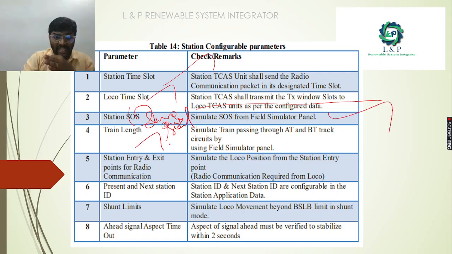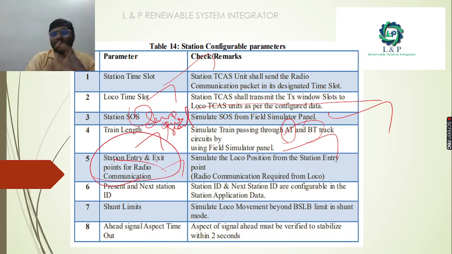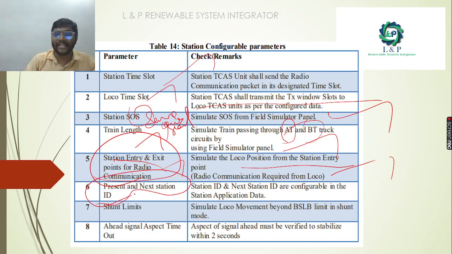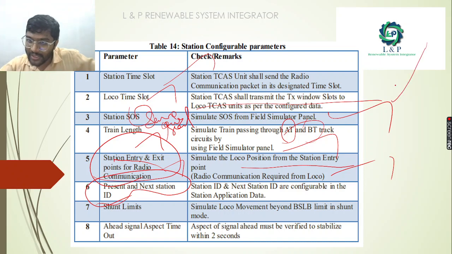We will simulate and check the train length, whether we are getting the proper train length when it is passing through AT and BT, and most importantly, when it is entering and exiting the station, whether the radio communication is proper or not. We will simulate the loco position from the station entry point and check. And next, most importantly, the present and the next station ID. For example, if a train is moving from one station to another, the ID will be different.